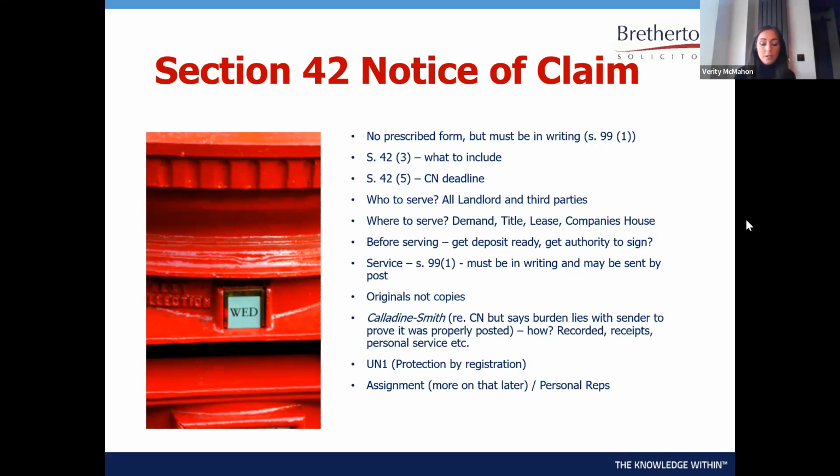Once this has been served, the same day, register a UN1, a unilateral notice against the freehold title at the land registry. This will protect the notice of claim if, for whatever reason, the freehold title is transferred during the period after the notice is served. If that's not on there, it's not protected. I'll go on more to assignment later on in the webinar, but you can assign the benefits of a notice of claim to an incoming buyer.